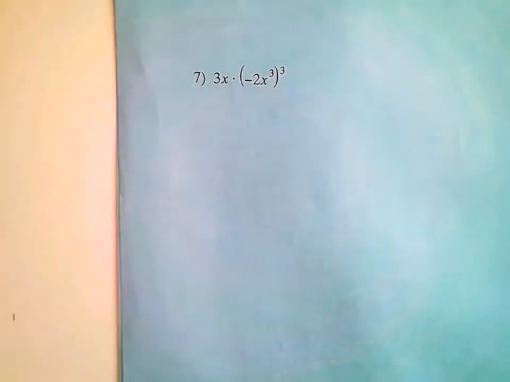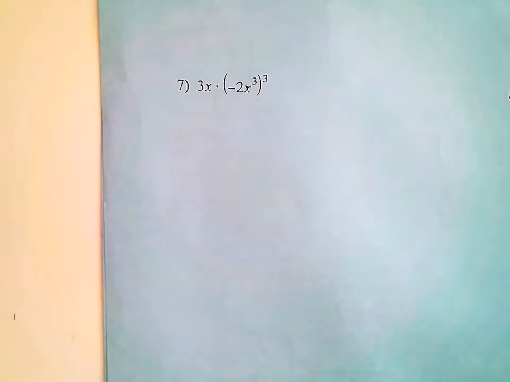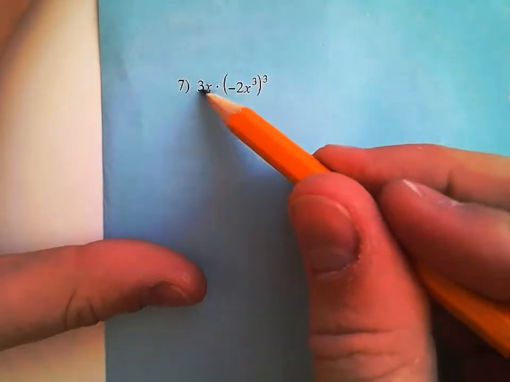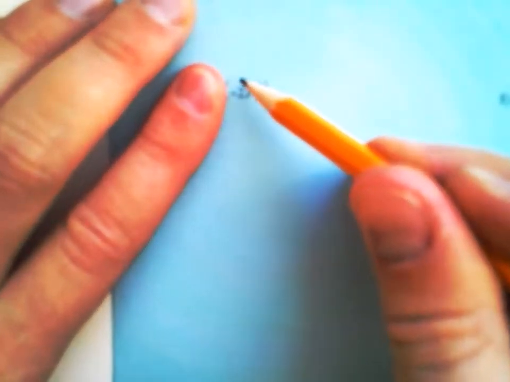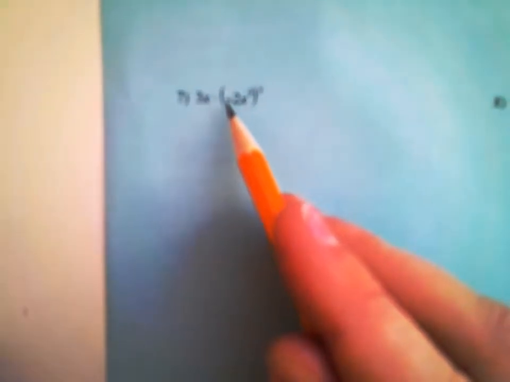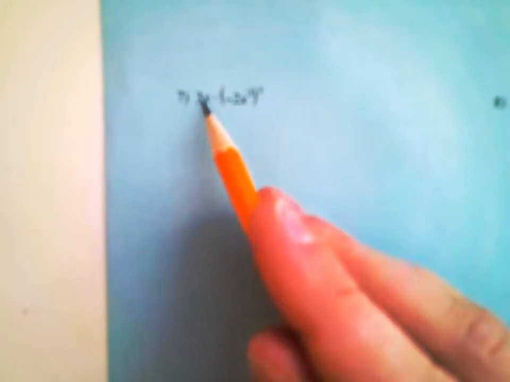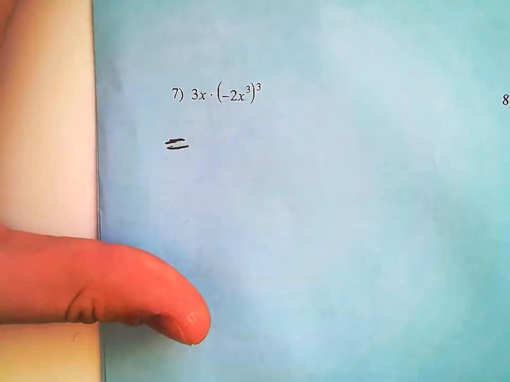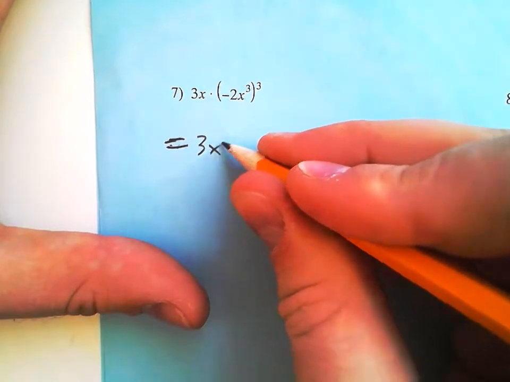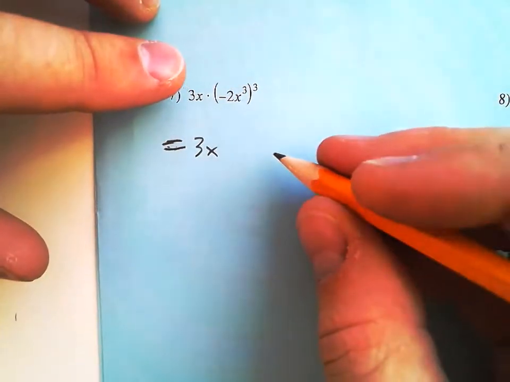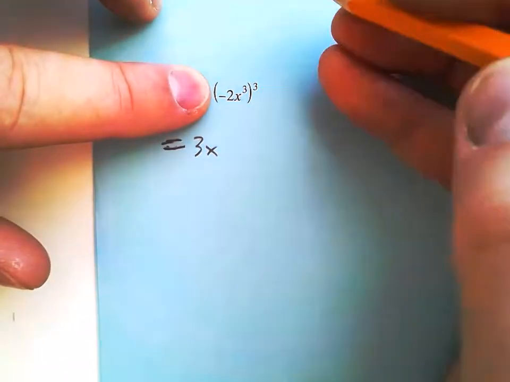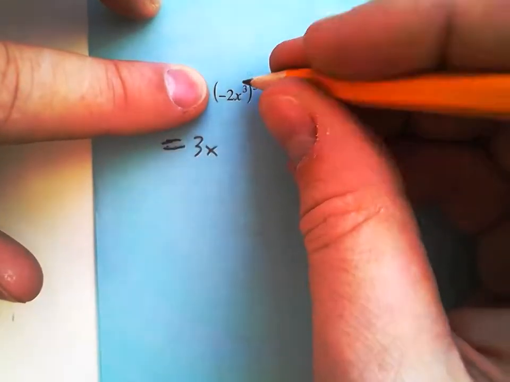Okay, number 7. Before we try to multiply this stuff times this stuff, you've got to apply the exponent. This isn't a negative 2, it's a negative 2 to the third power. You can't multiply the 3 times negative 2 and get negative 6. That would be not good. Okay. So we're going to leave the 3x alone for a second. And we're going to do what we did up on number 5 here.